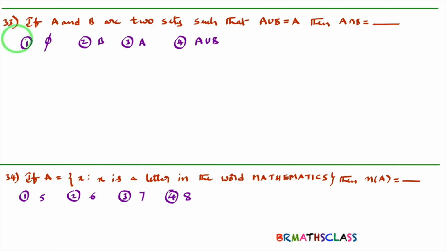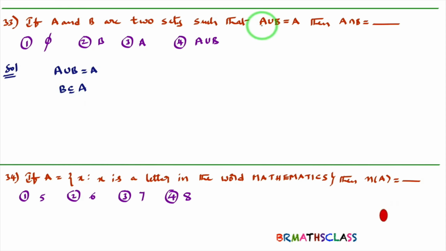Question number 33. If A and B are two sets such that A union B equal to A, then they are asking what is A intersection B. What they given here? They given that A union B equal to A. We know that when we do the union, we will get the bigger set. So here A union B equal to A means A is the bigger set here. A is the bigger set means what I am trying to say, B is subset of A. If B is subset of A, A is the bigger set, B is the smaller set.